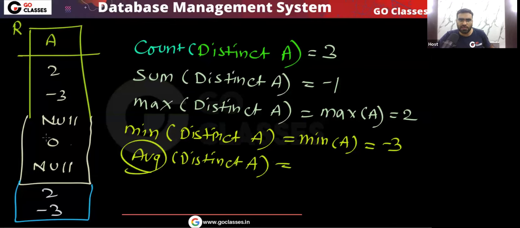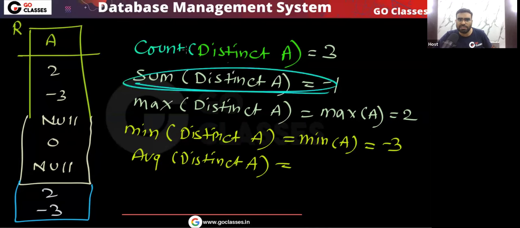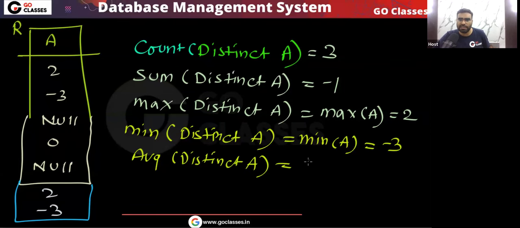So this AVG will first ignore the null values, then you find the average of distinct values of A. AVG of distinct A will be the sum of distinct A divided by the count of distinct A. So the answer will be -1 divided by 3. Is this clear? Very simple, right?